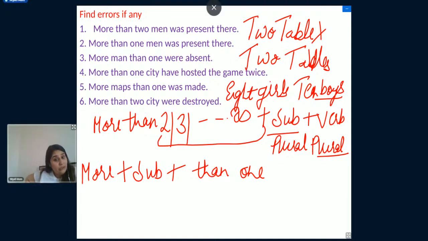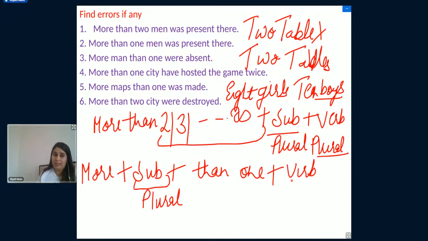Your subject is written after more. So, in case of more, your subject should be plural. And if your subject is plural, we all know very simple thing, your verb is also plural. Verb also depends on subject. Subject singular, verb singular, subject plural, verb plural.